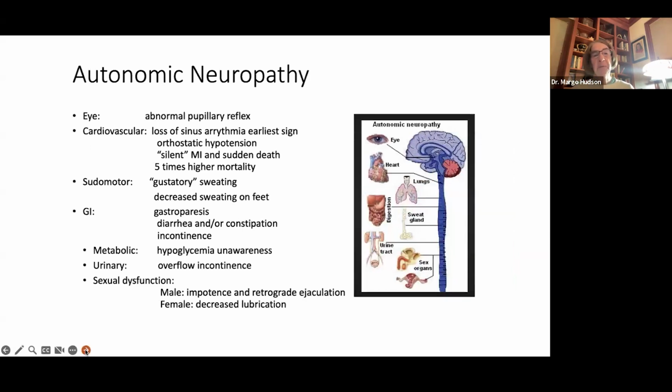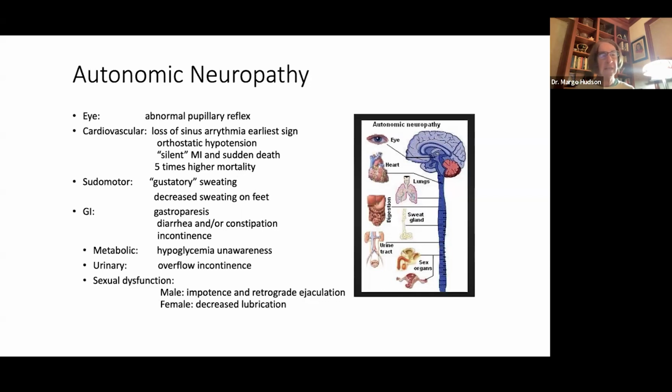And autonomic neuropathy, really all the autonomic nerve systems can be affected: eyes, abnormal pupillary reflex. Cardiovascular, there's a loss of sinus arrhythmia as the earliest sign. You'll see a resting tachycardia, very common in patients. Later, they can get orthostatic hypotension. In patients with cardiovascular autonomic neuropathy, they have a much higher rate of silent MIs and sudden death. And overall, these patients have 5 times higher mortality than patients without it. So if you can pick it up, it is a marker to really be vigilant on their cardiovascular risk factors.